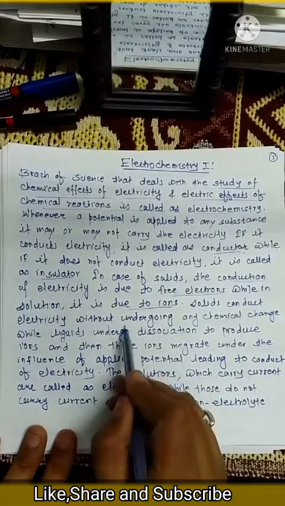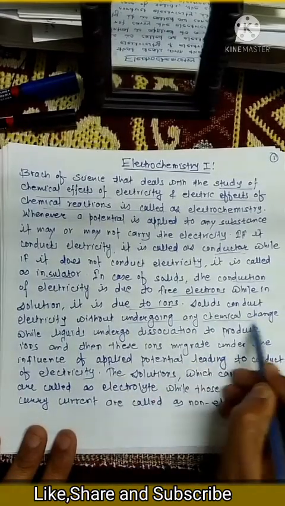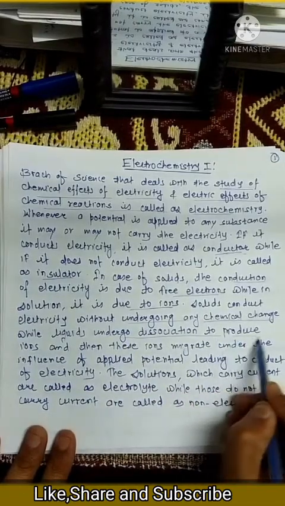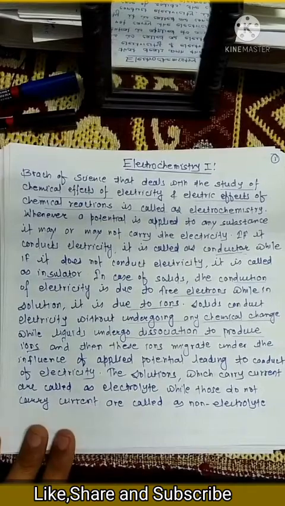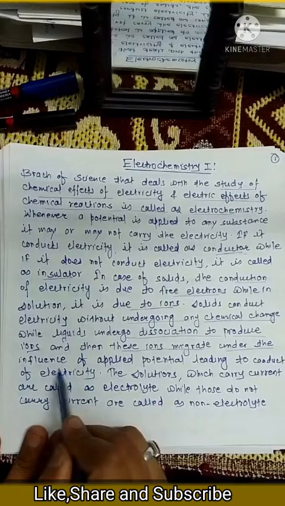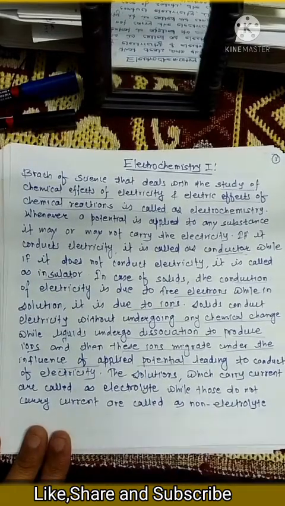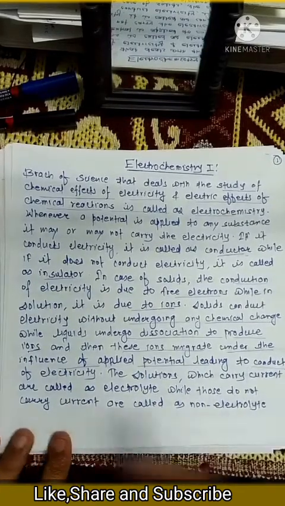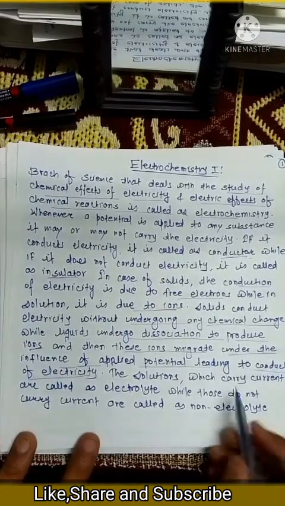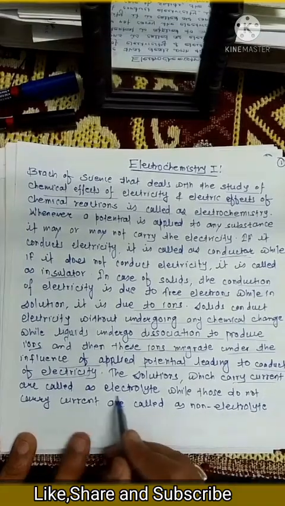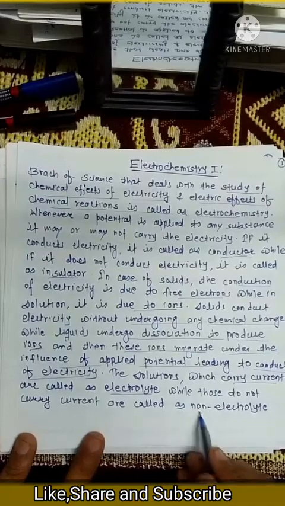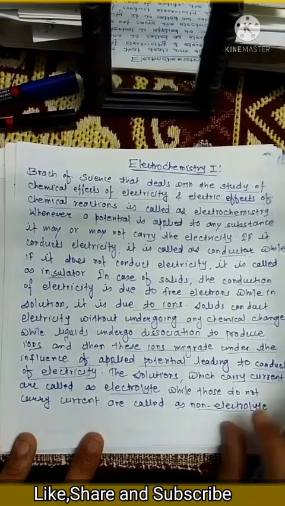Solids conduct electricity without undergoing any chemical change, while liquids undergo dissociation to produce ions, and then these ions migrate under the influence of applied potential, leading to conduction of electricity. The solution which carries current, we simply call an electrolyte solution, while those that do not carry current are known as non-electrolyte solutions.